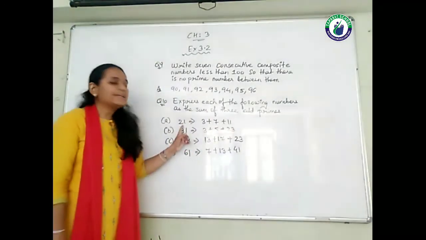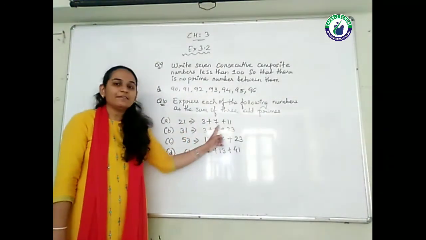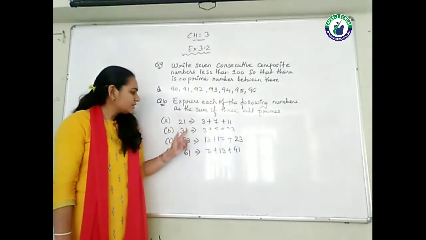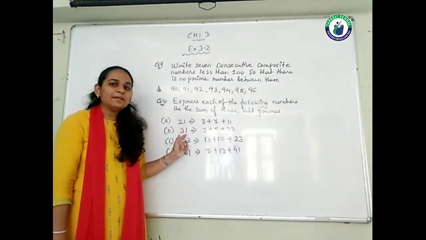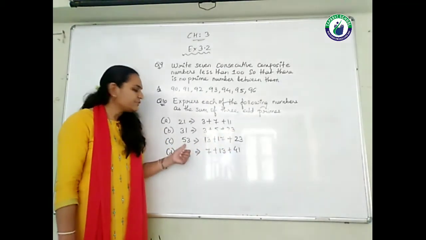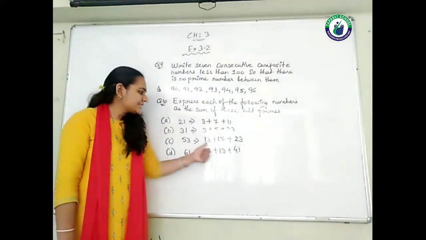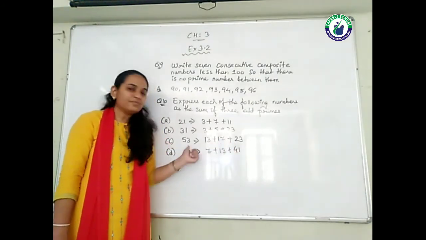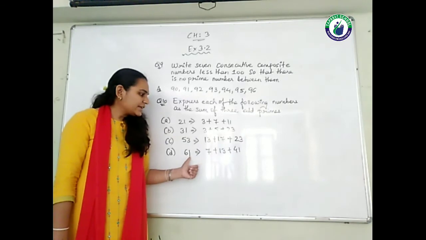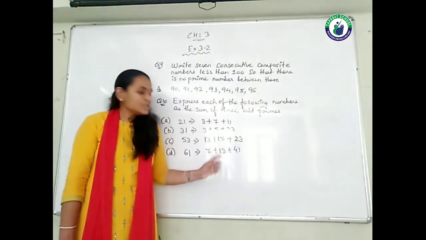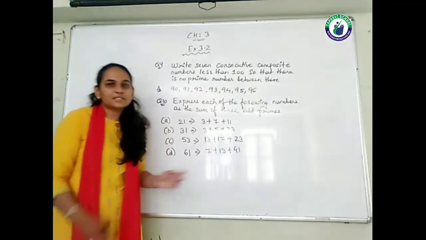So 21, it can be written as 3 plus 7 plus 11. If you add them, students, you will get 21. Next one is 31. So 31 can be written as 3 plus 5 plus 23. 53. 53 can be written as 13 plus 17 plus 23. If you add them, you will get 53. 61 can be written as 7 plus 13 plus 41, right? So if you add them, you will get 61.